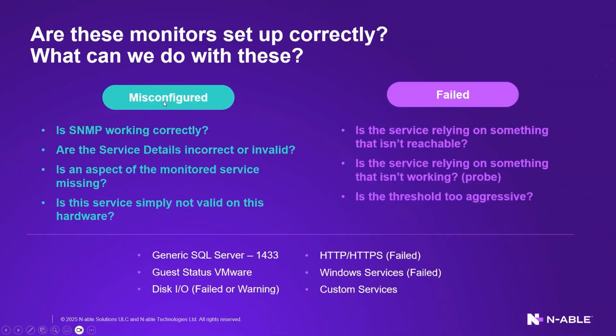So let's get into some troubleshooting and why. Okay, so most common issues that I see are in front of you. These are the monitors that can sometimes need a little bit of hand holding, we'll call it. So what can you do with these? And again, when you look at a misconfigured or you look at a stale, you have to understand why, right? So with a misconfigured, ask yourself, is SNMP working correctly? Are there service details that are incorrect or invalid? So SNMP, so any network device, or an iDRAC, iLO, and NAS, right? So is SNMP working? Are the service details incorrect or invalid?